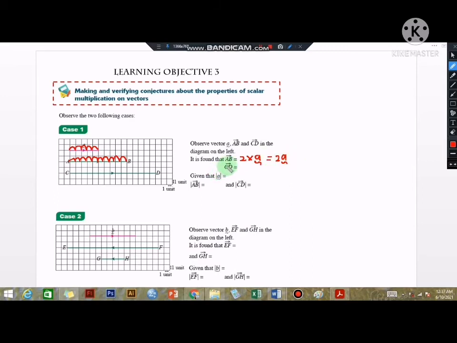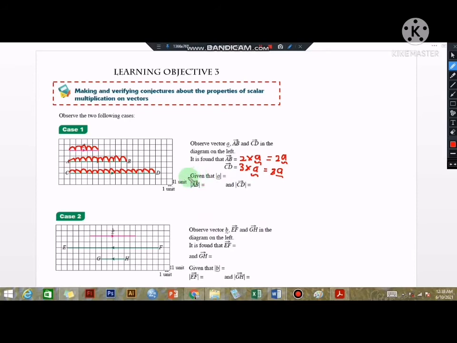Now look at vector CD. Calculate the boxes: 1, 2, 3, 4, 5, 6, 7, 8, 9, 10, 11, 12, 13, 14, and 15. So this one is 5, this one is 15. So how many times? It is 3 times vector A. So equal to 3 vector A. We have done this one already.